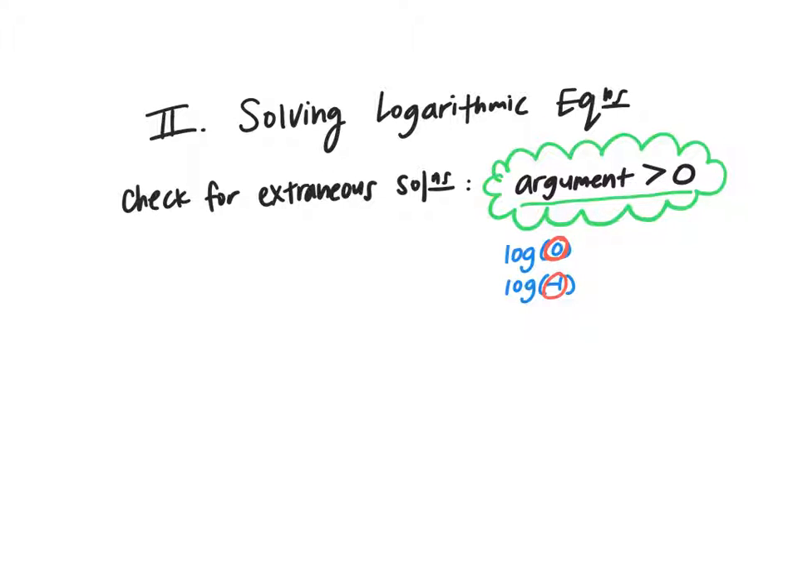The inside, if it's not positive, this is undefined, so it wouldn't actually give you a solution, right? So when solving logarithmic equations, make sure you, at the end, check that all of your arguments are positive.